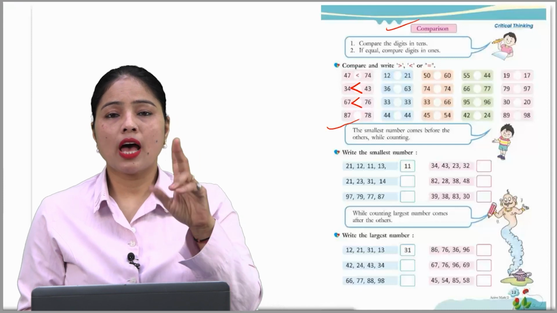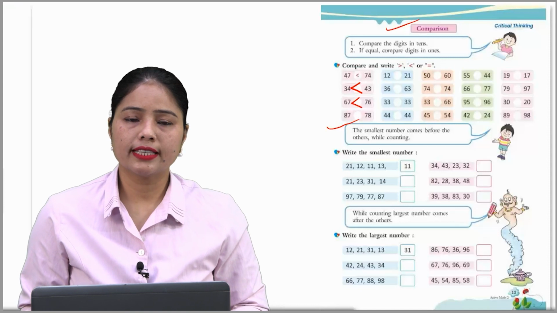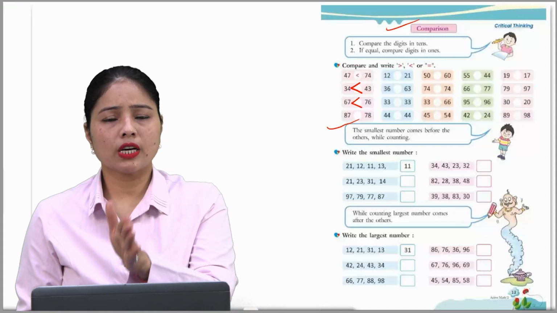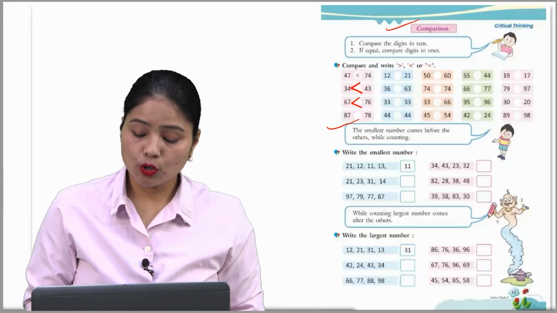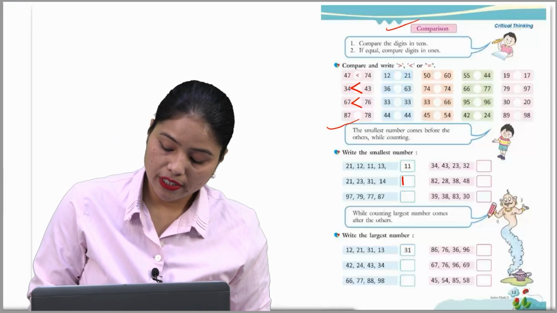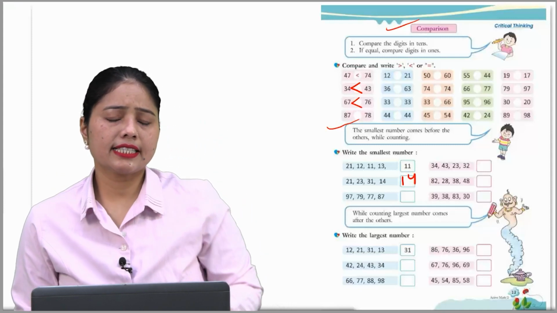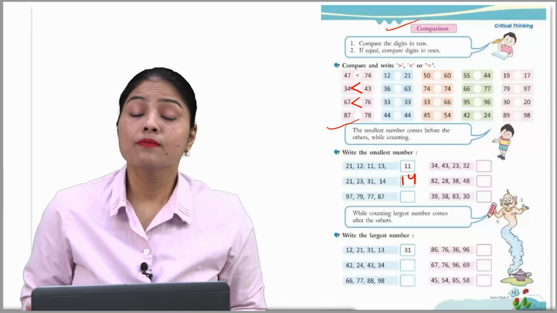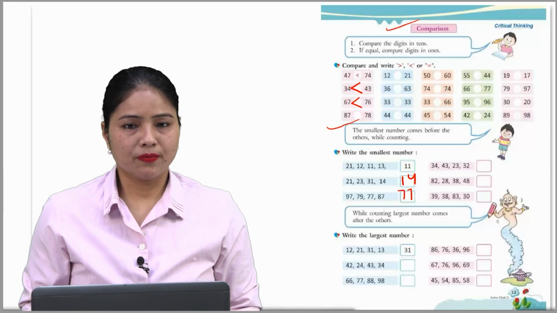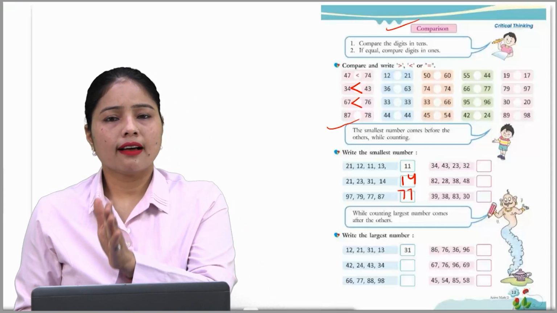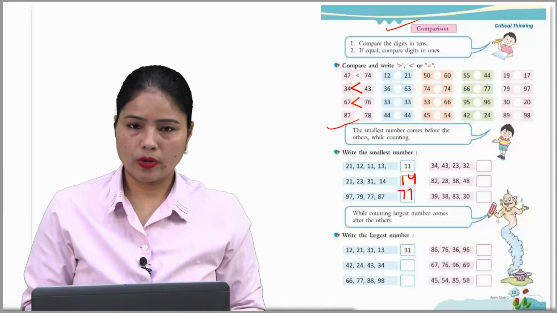So these are the number. You have to find the which is smallest number among all. So first is done. Now move on second. 21, 23, 31 and 14. Which one is smallest? Yes, clearly 14. So beta write it 14 over here. Similarly 97, 79, 77 and 87. So सबसे छोटा number हमारा है 77. So write it 77 here like this. Okay. While counting, largest number comes after the others. Okay. Just practice well.